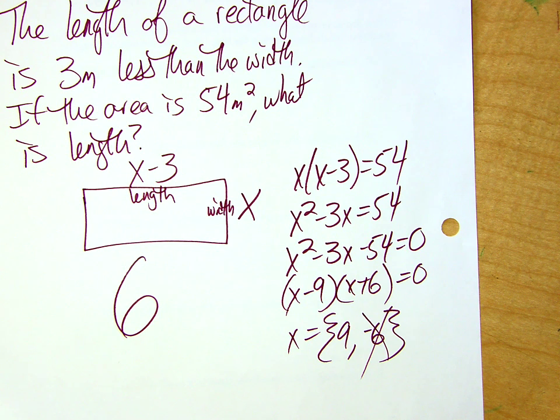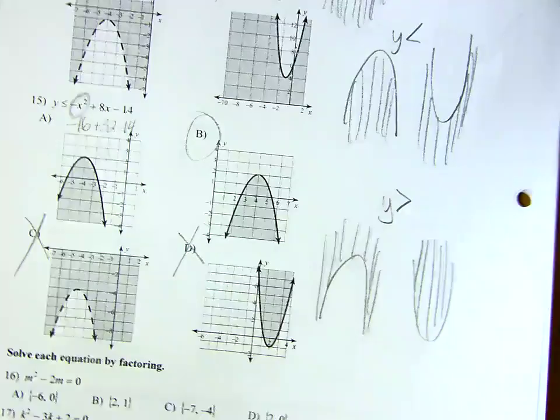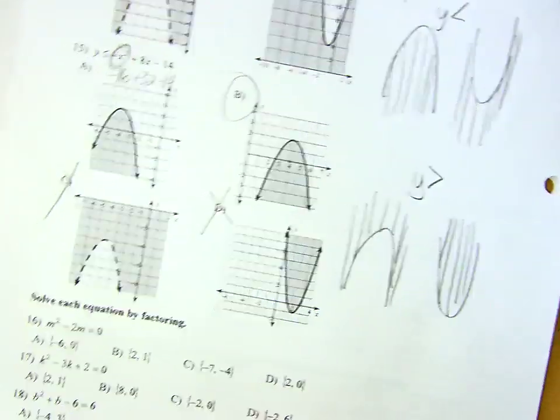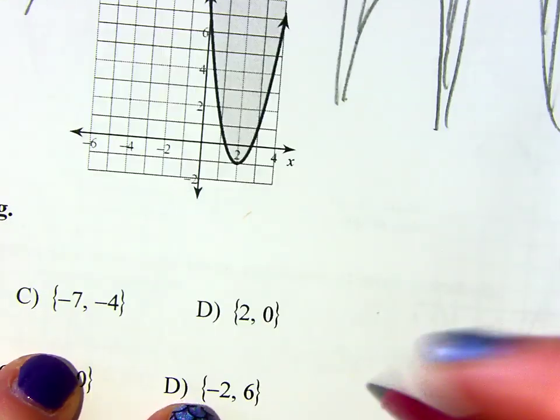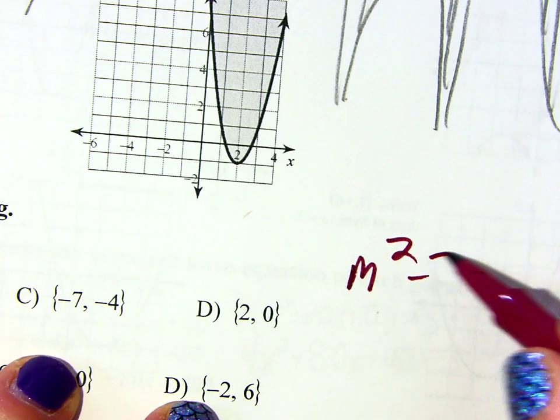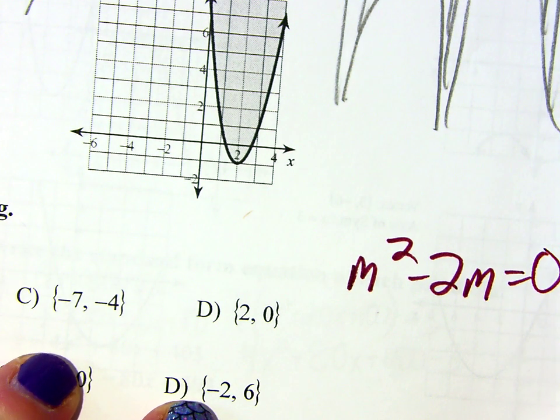You do 16. I sure can. 16. Solve each equation by factoring. I'm actually going to write it over here. M squared minus 2m equals 0.